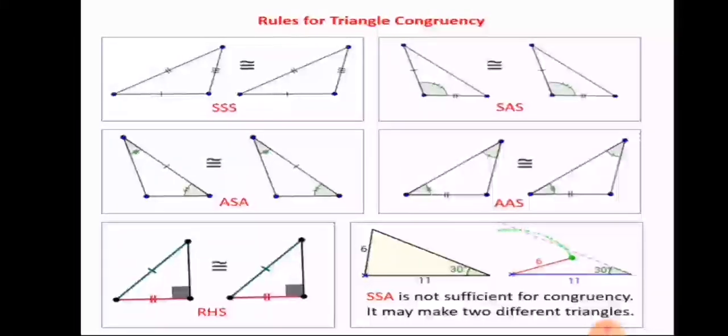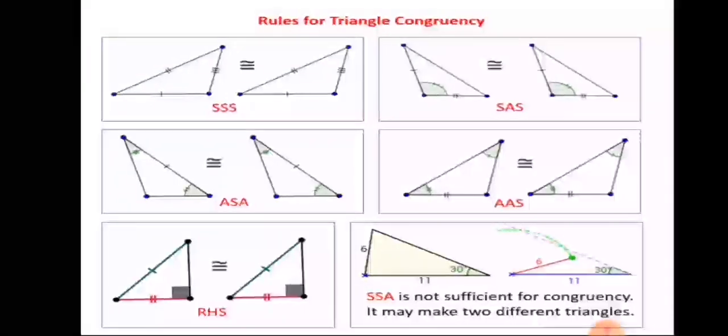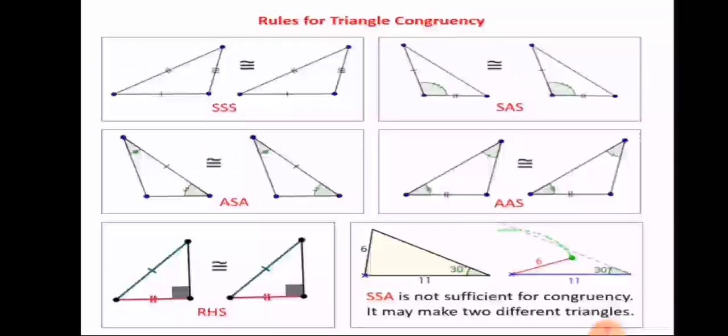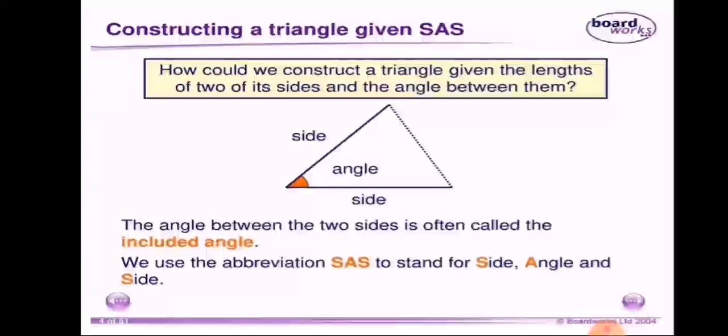SSS, that means when all the three sides of the triangle are given. ASA means two angles and one included side are given. SAS is when two sides and one included angle are given, and RHS is when a right angle, hypotenuse and one side are given. Let us see how to construct a triangle when two sides and one included angle are given.